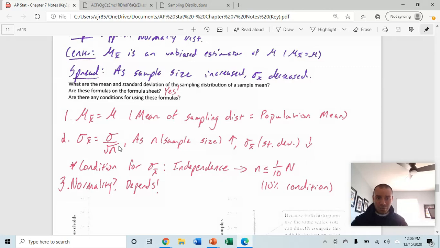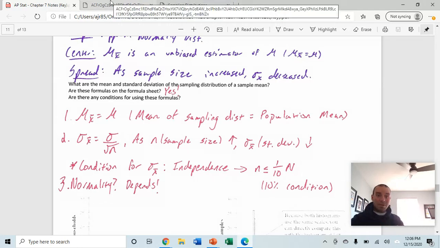There is a condition for using this formula, and that is our independence condition: our sample size must be less than or equal to 1/10 of the population size. It's our 10% condition. What about normality, which is what we saw in that simulation? Well, we saw it depends. It depended on two things, the population size and the sample size.